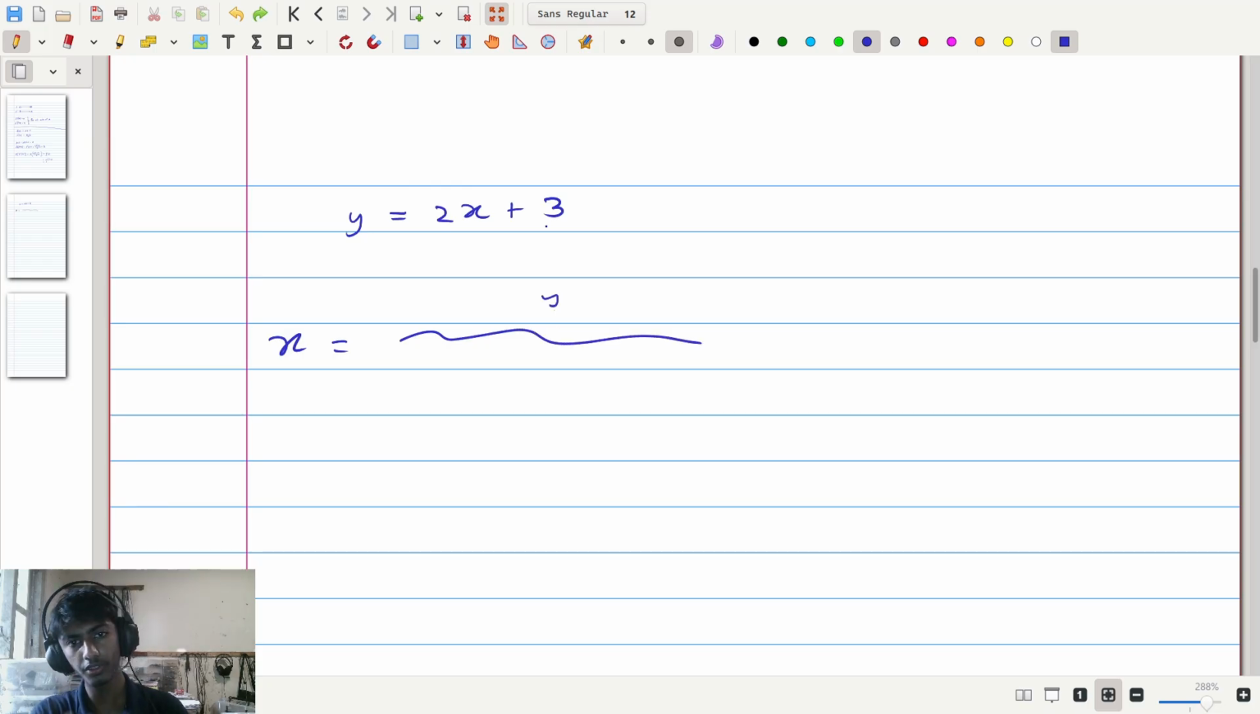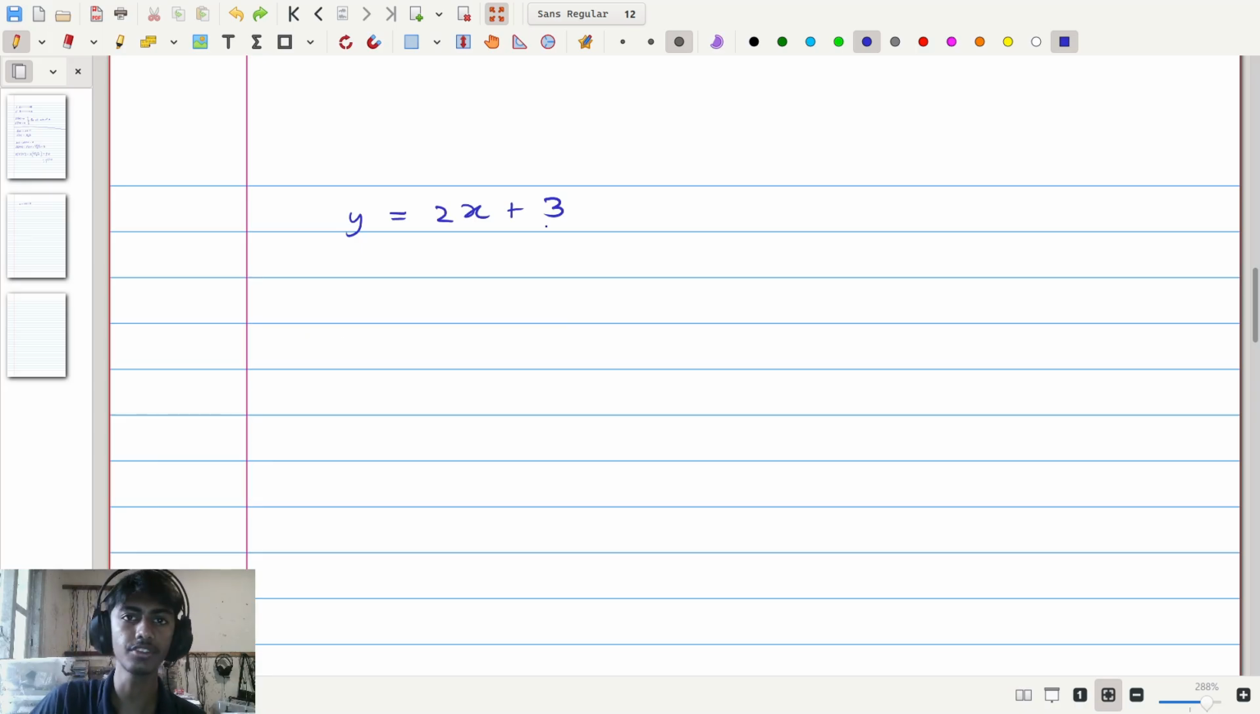So if we do this for this simple equation, the first thing to do to get x all by itself would be to take this 3 to the other side. So we have, I'm going to swap the two sides also, 2x is equal to y minus 3. Now all I need to do to get x on its own is to simply divide by 2. So I get x equals (y minus 3) divided by 2.